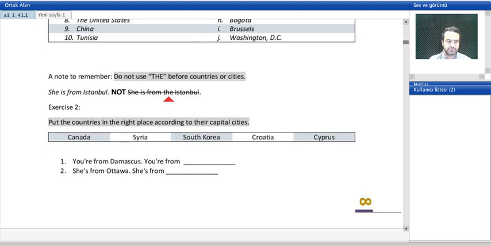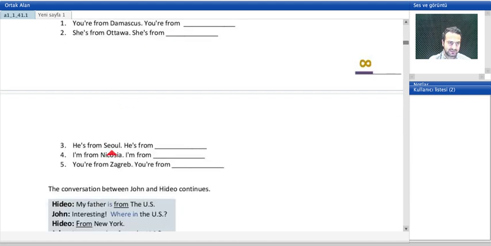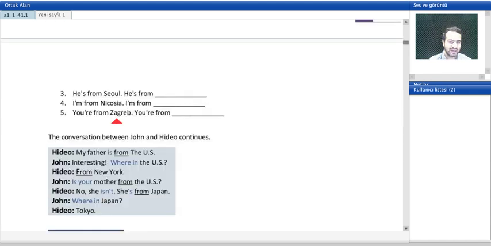So exercise 2. Put the countries in the right place according to their capital cities. So we have Canada, we have Syria, South Korea, Croatia, and Cyprus. So you are from Damascus. So you need to guess which country it is. For number 2, Ottawa. For number 3, we have Seoul, Nicosia, and Zagreb. So it is your job to match the capitals to the countries we have.